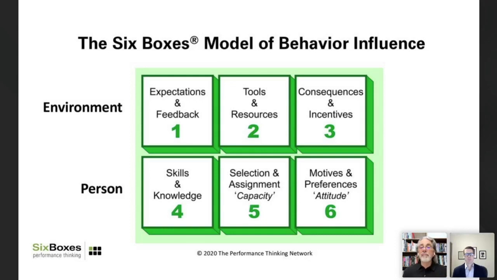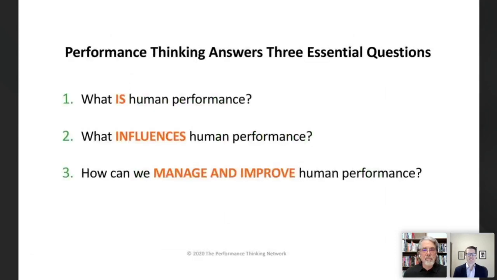So this is the model. This is the other model that we use, the 6 boxes model. And when I first introduced it, it took off like crazy in the late 80s. But I was still saying, oh, this is like Tom Gilbert's thing, but different language and all that. And finally, one of my clients, who was a vice president of sales training at Dun & Bradstreet in about 92, said, well, you're always talking about those boxes. Why don't you call it the 6 boxes? So that's what we started doing. So that answers what influences human performance.